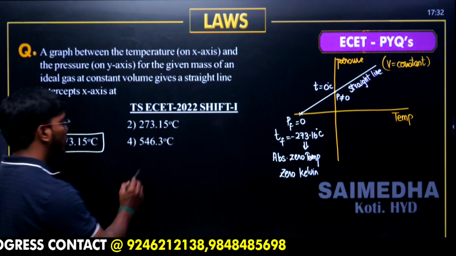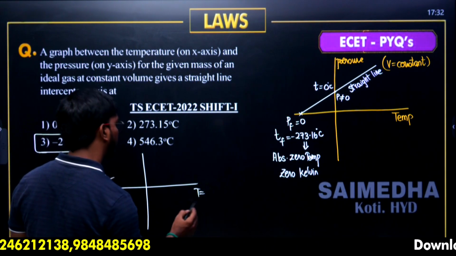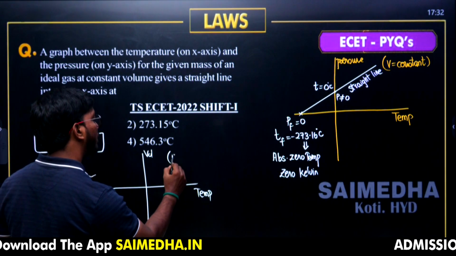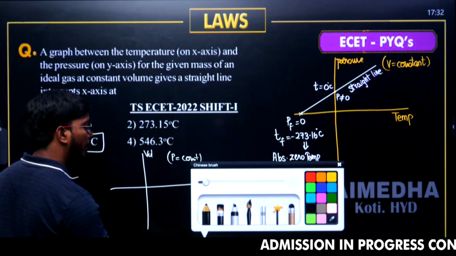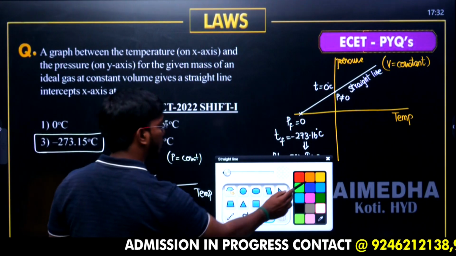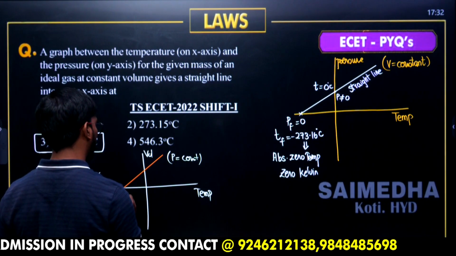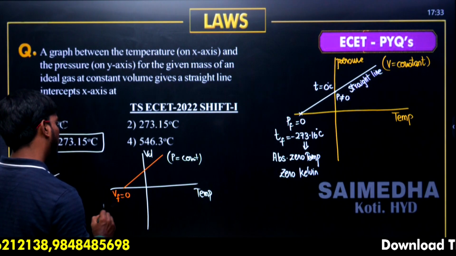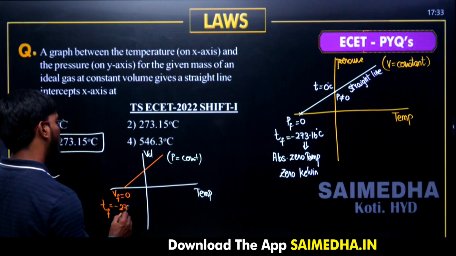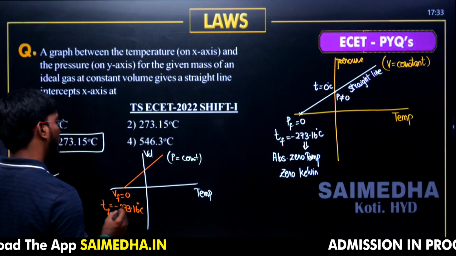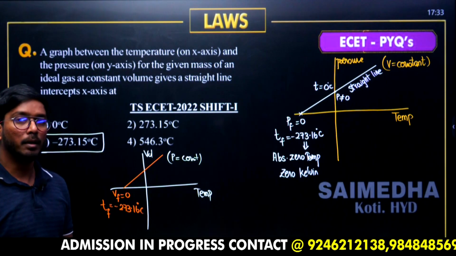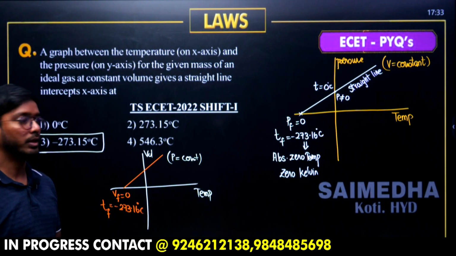Similarly, you can remember this also. This axis is temperature and this axis is volume. Here pressure is remaining constant. Then you will get an inclined line. In this diagram the final volume becomes 0 at a temperature of minus 273.16 degrees Celsius. That is, final volume becomes 0, final pressure becomes 0 at minus 273.16, and this temperature is called absolute zero temperature. Okay, moving on to the next question.